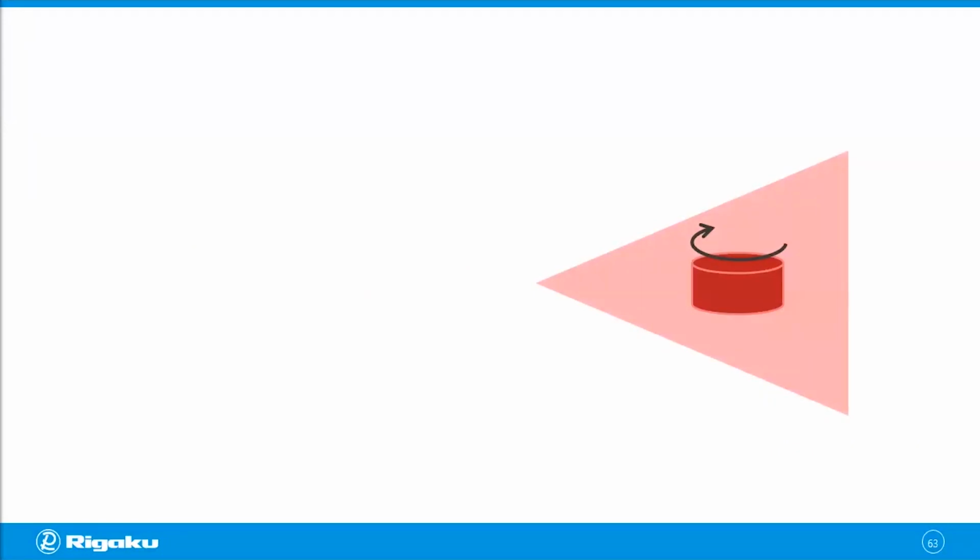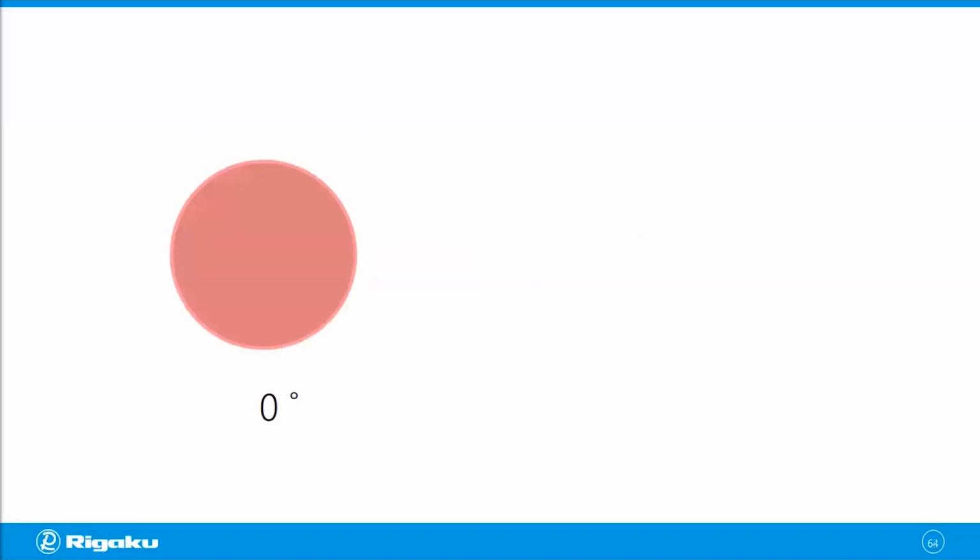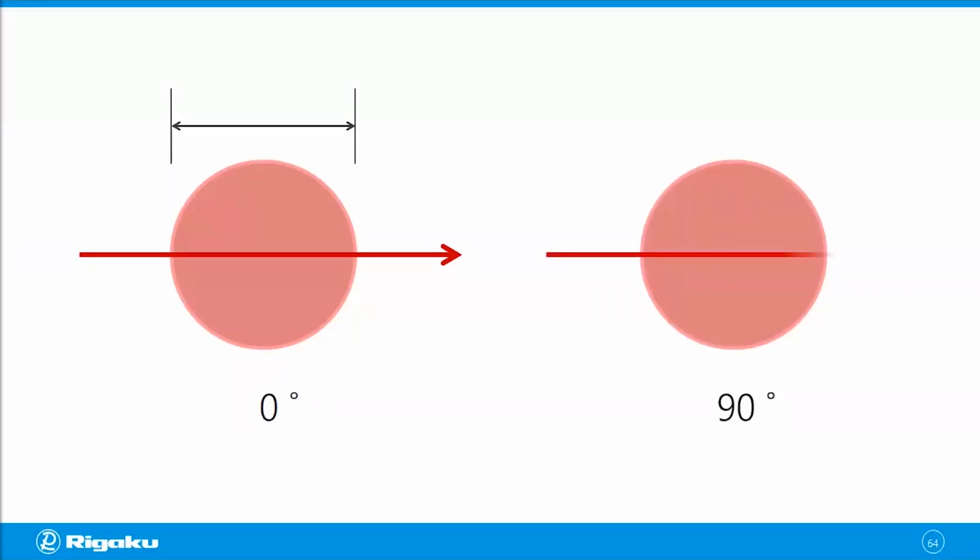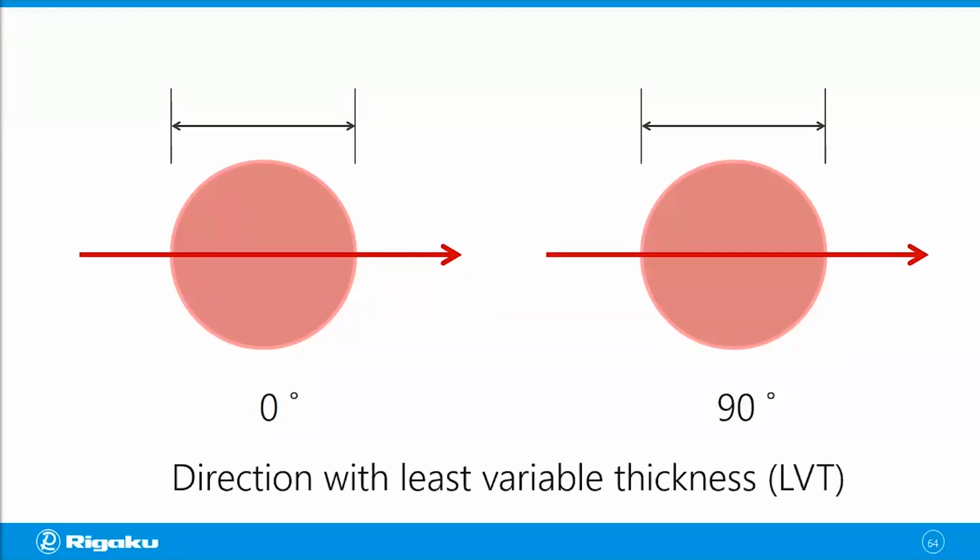So we're going to look at this one from the top. At 0 degrees, X-rays need to go through this much of a salami. And as you might have guessed, at 90 degrees, X-rays go through the same amount of sample. So this is the direction with the least variable thickness, and this direction is usually preferred. I'm going to abbreviate this as LVT, for least variable thickness, for the following slides. So this is the sample direction.